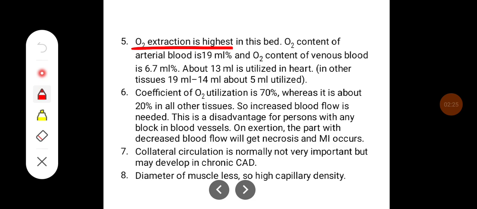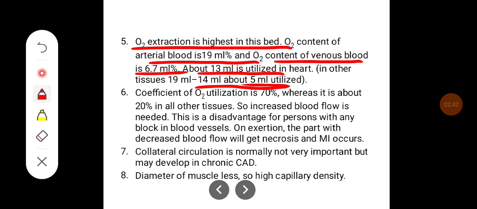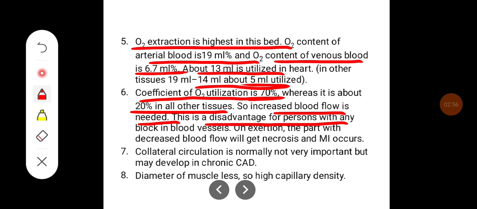And oxygen extraction is highest in this bed. Oxygen content of the arterial blood is around 19 ml percent and oxygen content of venous blood is 6.7 ml percent. About 13 ml is utilized in the heart. In the other tissues, it is just around 5 ml. Coefficient of oxygen utilization is almost 70%, whereas it is about 20% in all other tissues. So increased blood flow is needed. This is a disadvantage for persons with any block in the blood vessels. On exertion, the part with decreased blood flow will get necrosis and MI occurs.